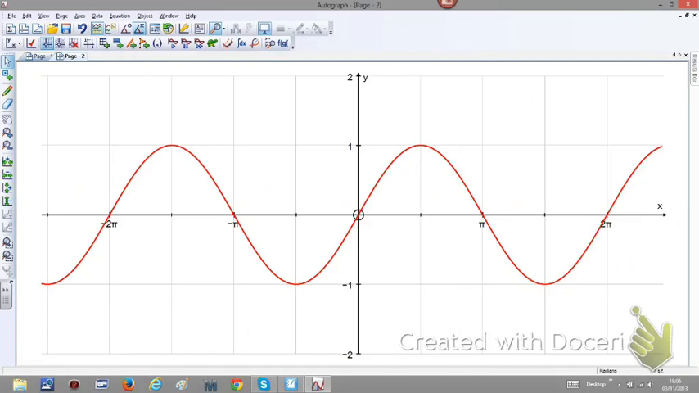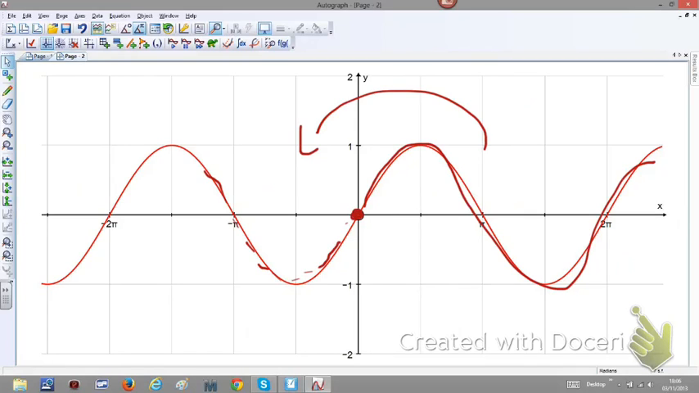And we might think about this as a pivot point at the centre, and if we looked at the positive side and rotated that 180 degrees, it would then sit on the negative side. So it's got rotational symmetry.